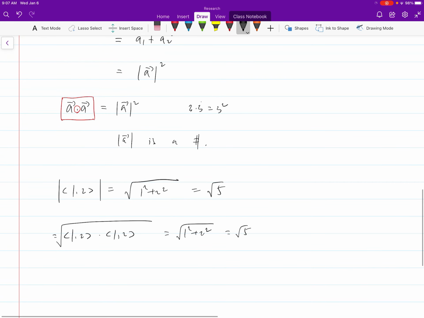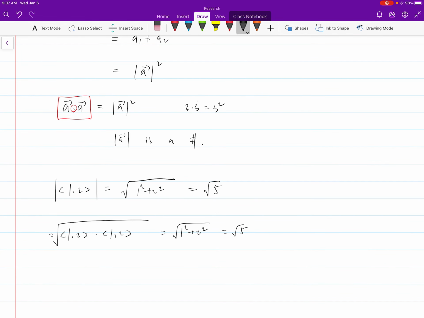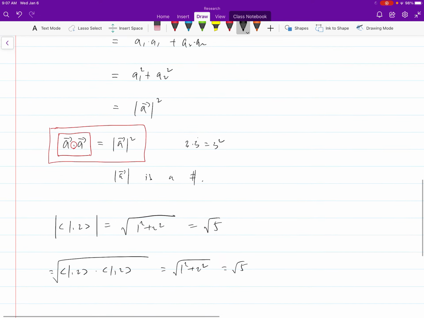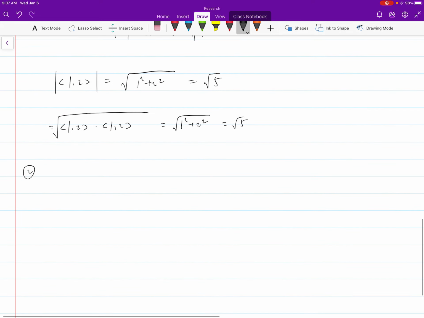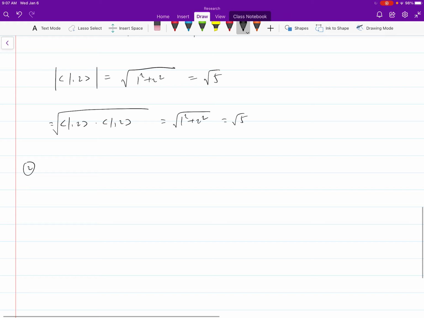So that's the first nice property of dot product, which should make sense, right? You times yourself should be yourself squared. But when we say yourself, we mean the magnitude squared. The direction doesn't matter anymore. Okay. Second, some algebraic properties.